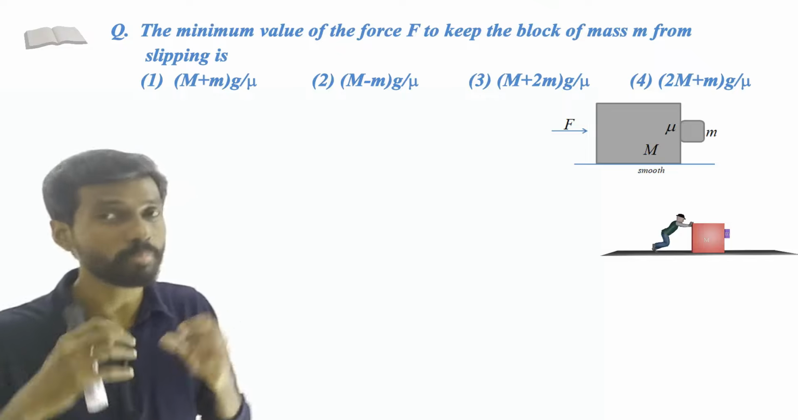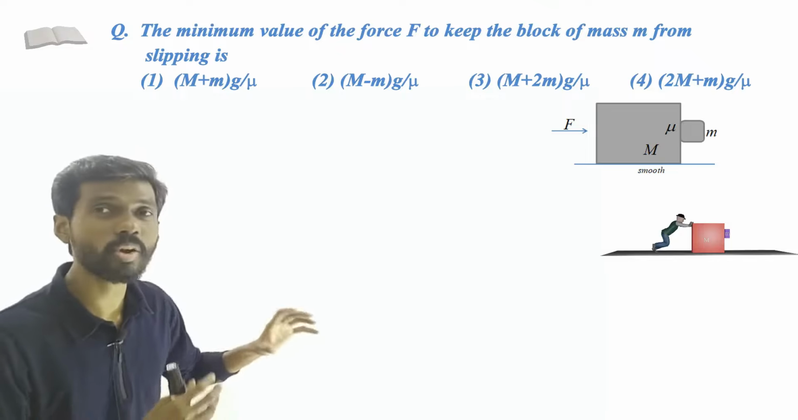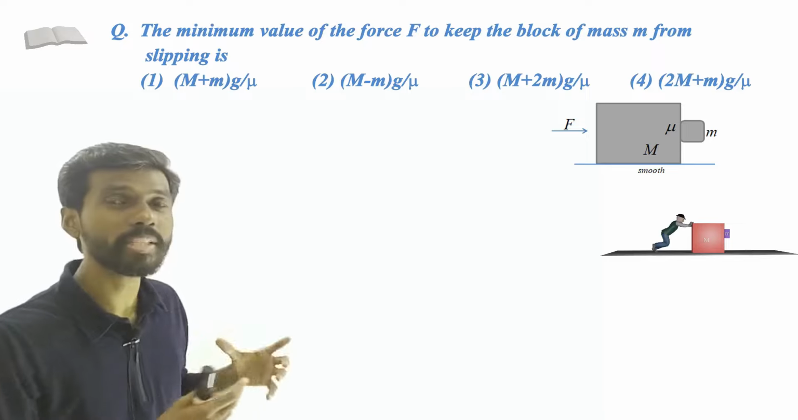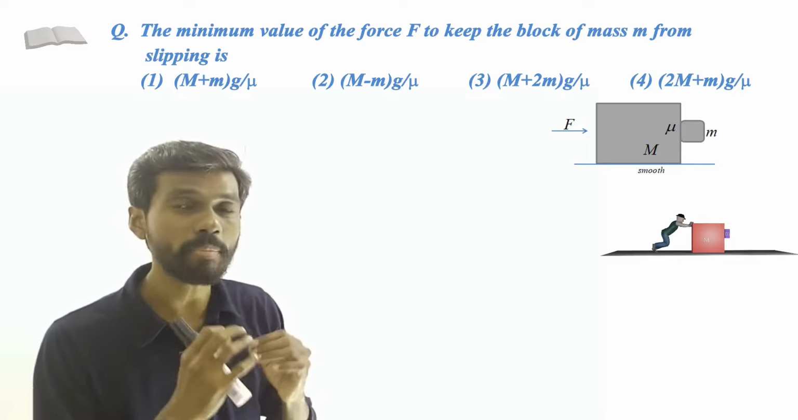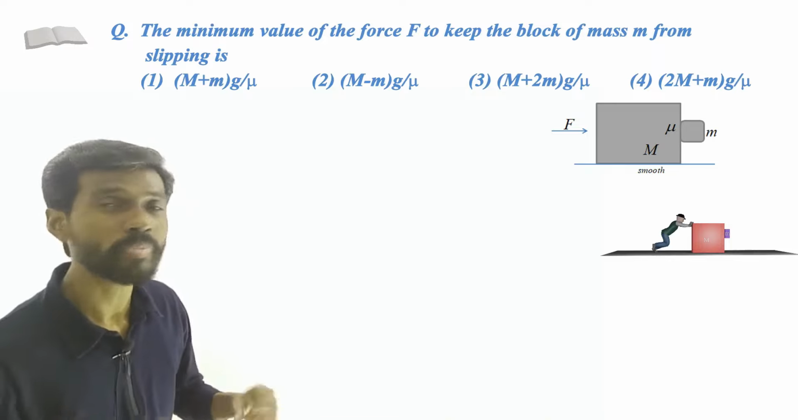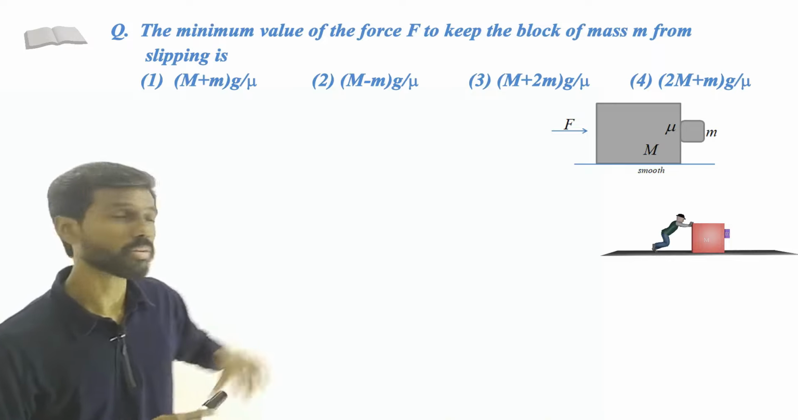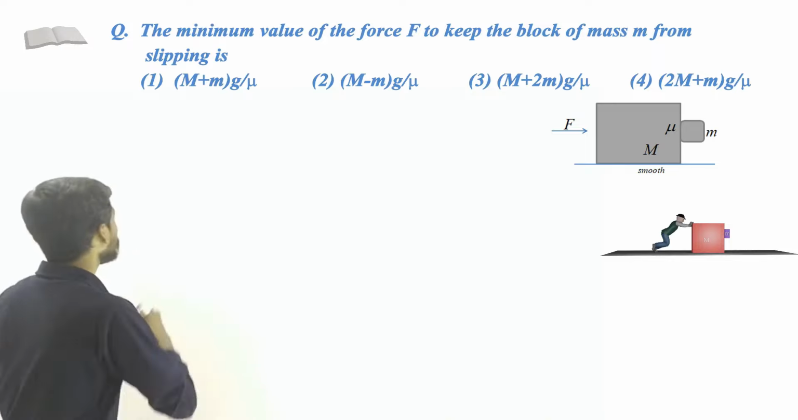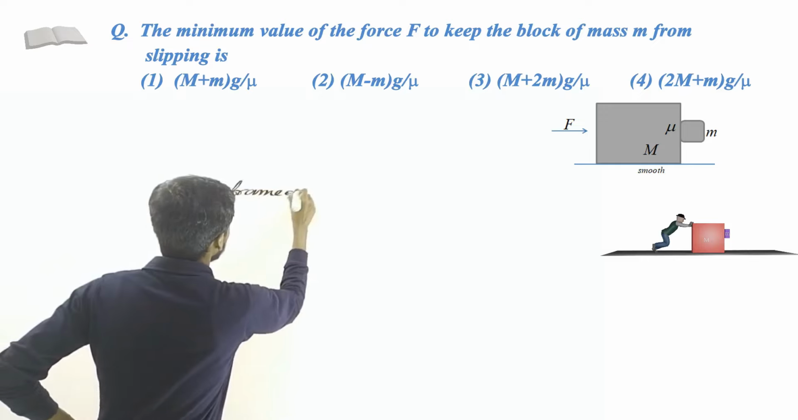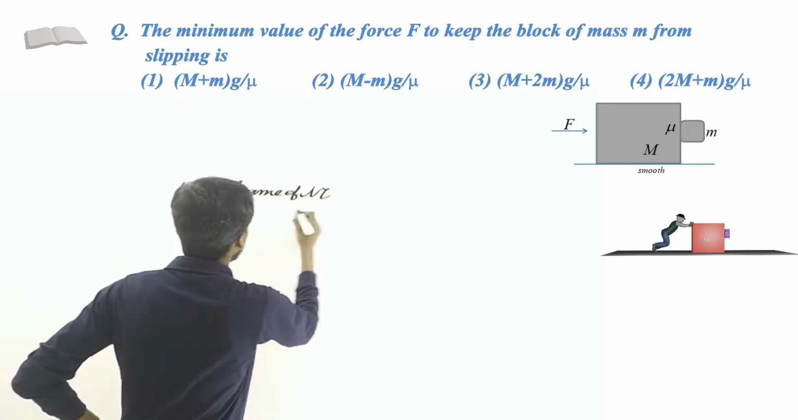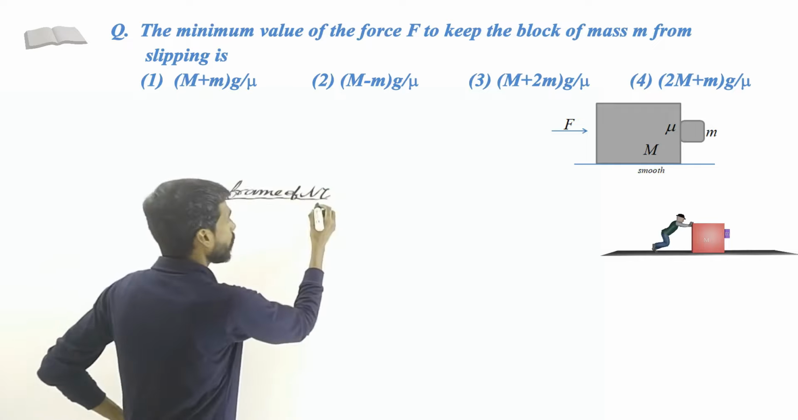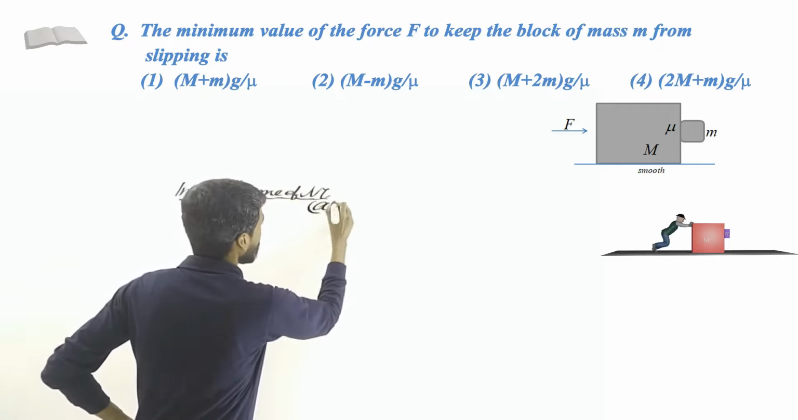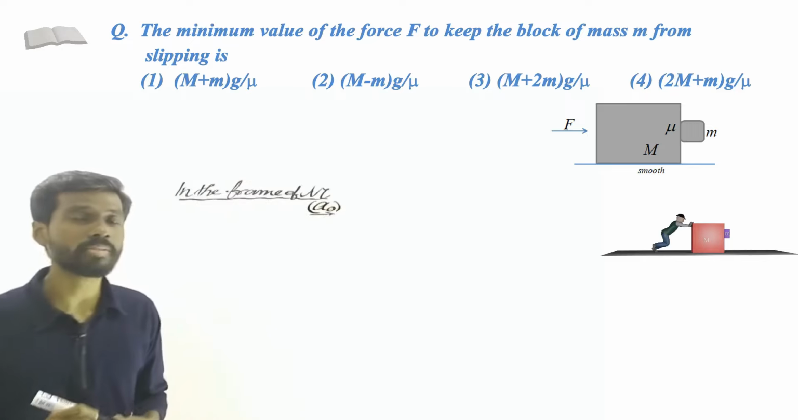That means we have to observe this system from the frame of reference of that block of mass capital M. That means the observer is in accelerating motion, so we have to consider the pseudo force also. Now in the frame of that bigger block, mass M, we are observing things. Suppose it has acceleration, say A0, in this direction. So that is for the bigger block.